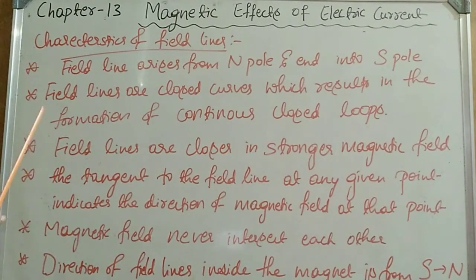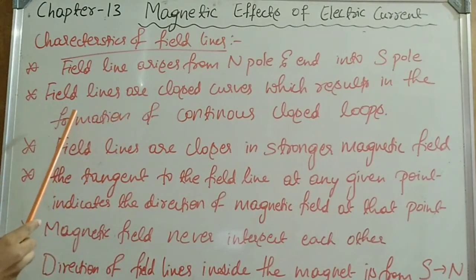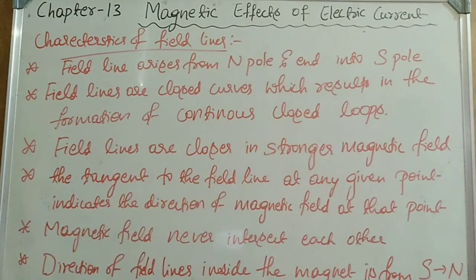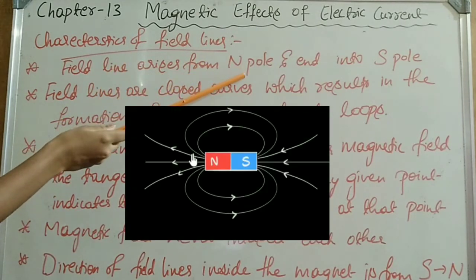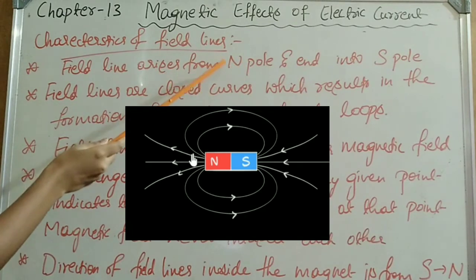That is our second point. Field lines arrange themselves in continuous closed loops. And I'll just explain the last point. See, the first point we saw: field lines arise from the north pole and end into the south pole. This is outside the magnet.